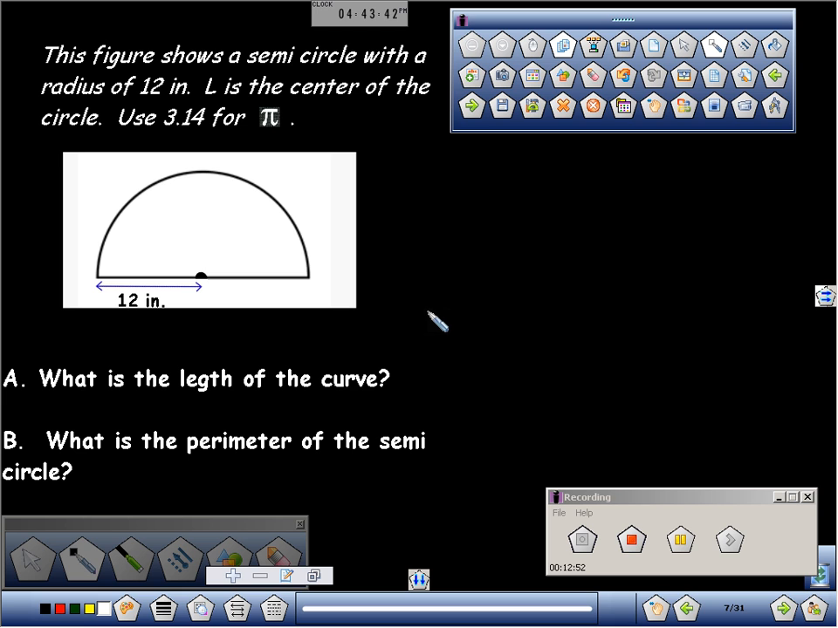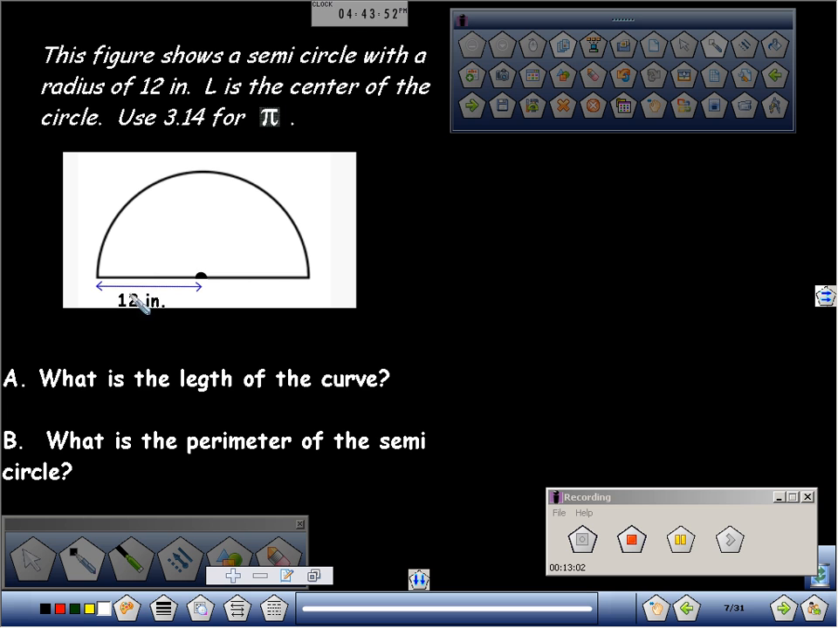Okay, now here's the last one. Whoa, look at this. It's not even a whole circle. It's called a semicircle. This figure shows a semicircle with a radius of 12 inches. You see the radius is 12 inches. L is the center of the circle. Use 3 14/100 for pi. Okay, the questions are down here. What is the length of the curve? Well, this part right here, well, I'm on white, so we use a yellow, is the curve. It's the actual curve. It's half of the circumference.